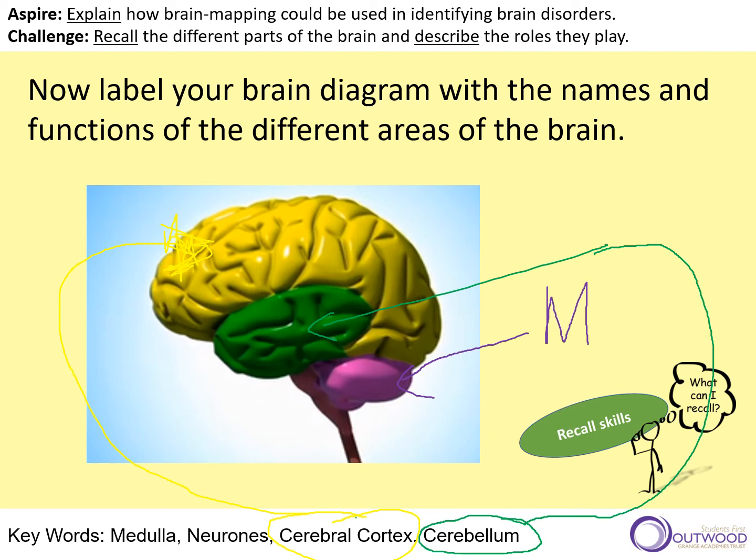Hopefully you managed to already be able to label them. If you can't, you need to practice to make sure that you can do. So cerebrum yellow, cerebellum green, and medulla purple. And then in terms of knowledge, if you think about personality at the top, exercise in the middle, so controlling everything, and then breathing and heart rate at the bottom in terms of the medulla. So that's our labeling. That's our challenge aspect, okay? So we're recalling the different parts of the brain and describing the roles that they play.